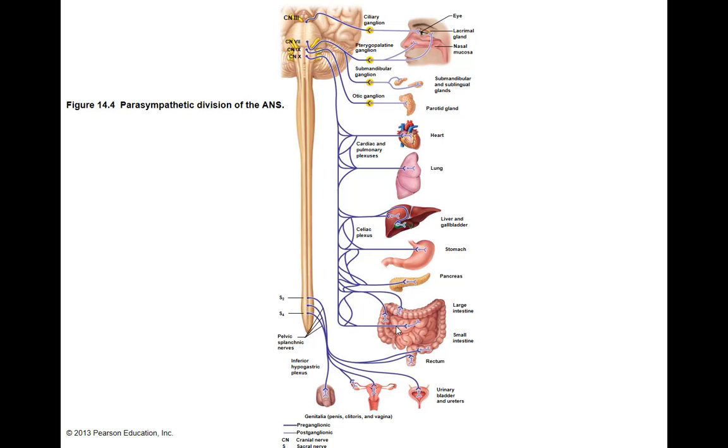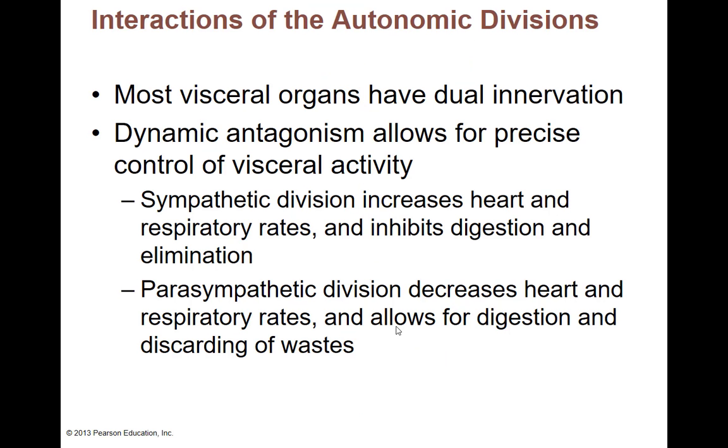Different picture showing the same thing, rest versus non-rest. Now, as I said, most visceral organs, not all, have the dual innervation. The antagonism allows us to maintain homeostasis. We have precise control of all our visceral activities. One thing increases heart and respiratory rates, the other thing decreases heart and respiratory rates when you're at rest.